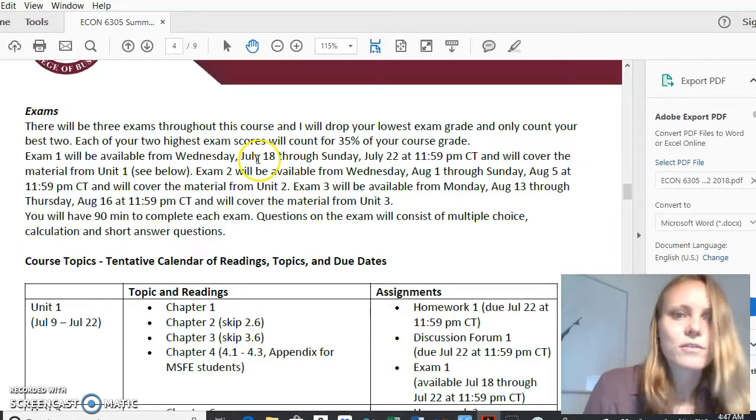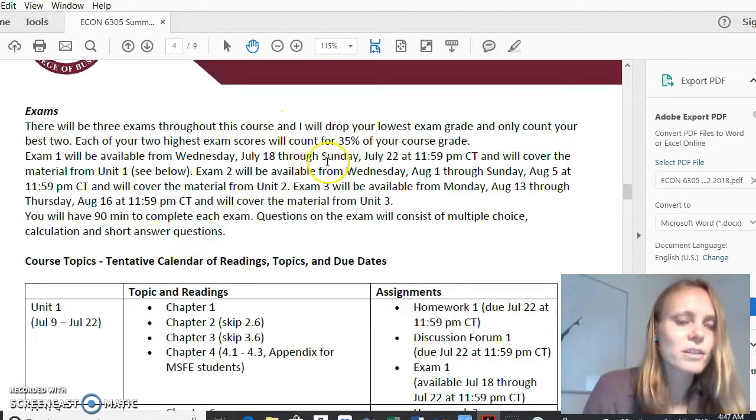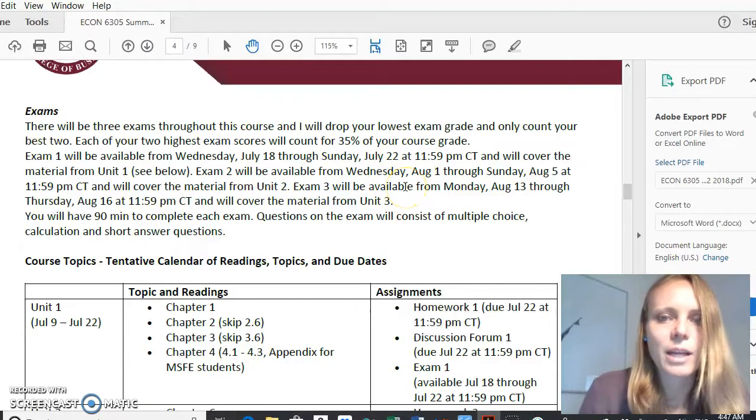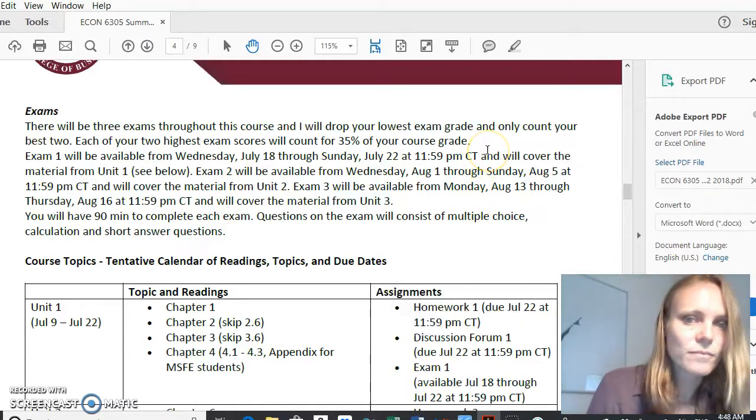Each of these two highest scores will count for 35% each, so that's the 70% weight on the exams. The first exam will be available Wednesday, July 18th through Sunday, July 22nd, and it closes at 11:59 p.m. Central Time. Note that Blackboard will not adjust to your local time zone, so all the times listed here and all the due dates are in Central Time. And if you are in a different time zone, please adjust accordingly.